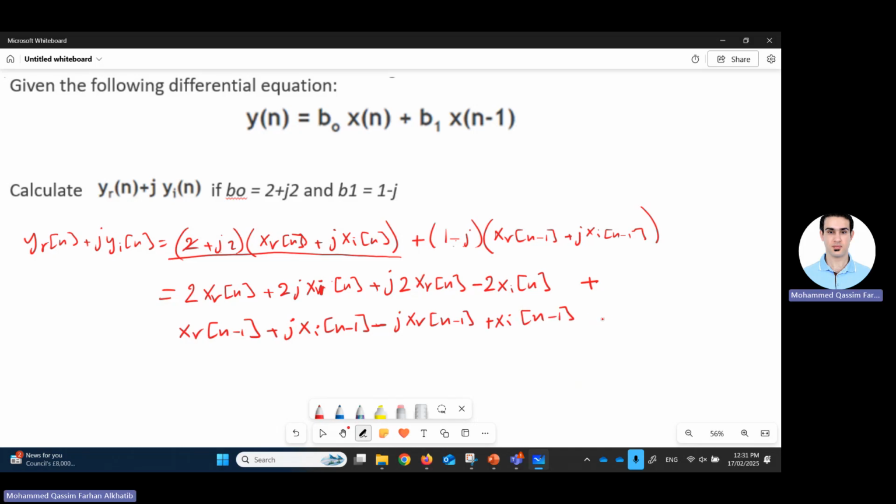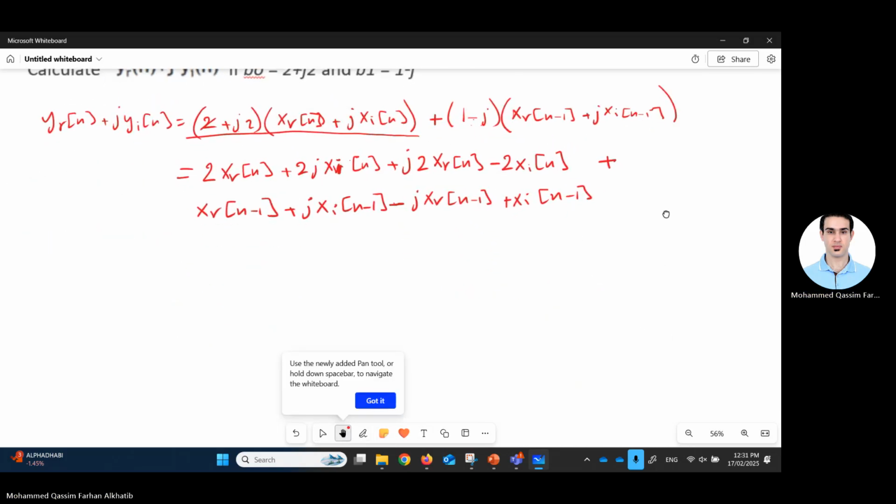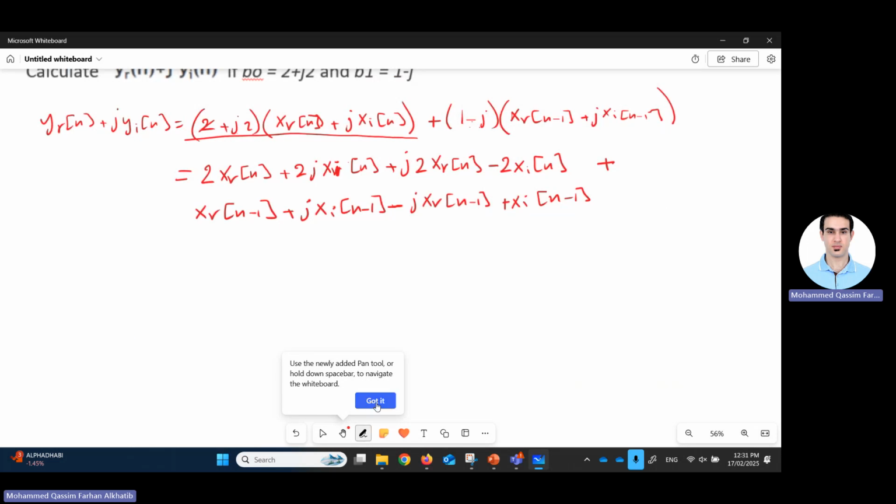So what you need to do is just gather the real coefficients and the imaginary coefficients. Let's see how it will look. So basically it's going to be as follows: y real of n equals, I'm going to collect the real parts, 2x real of n. And to avoid confusion, whatever coefficient you take, just dash that one. I have 2j, so I'm going to leave that one. Another j, 2, minus 2 x imaginary of n.